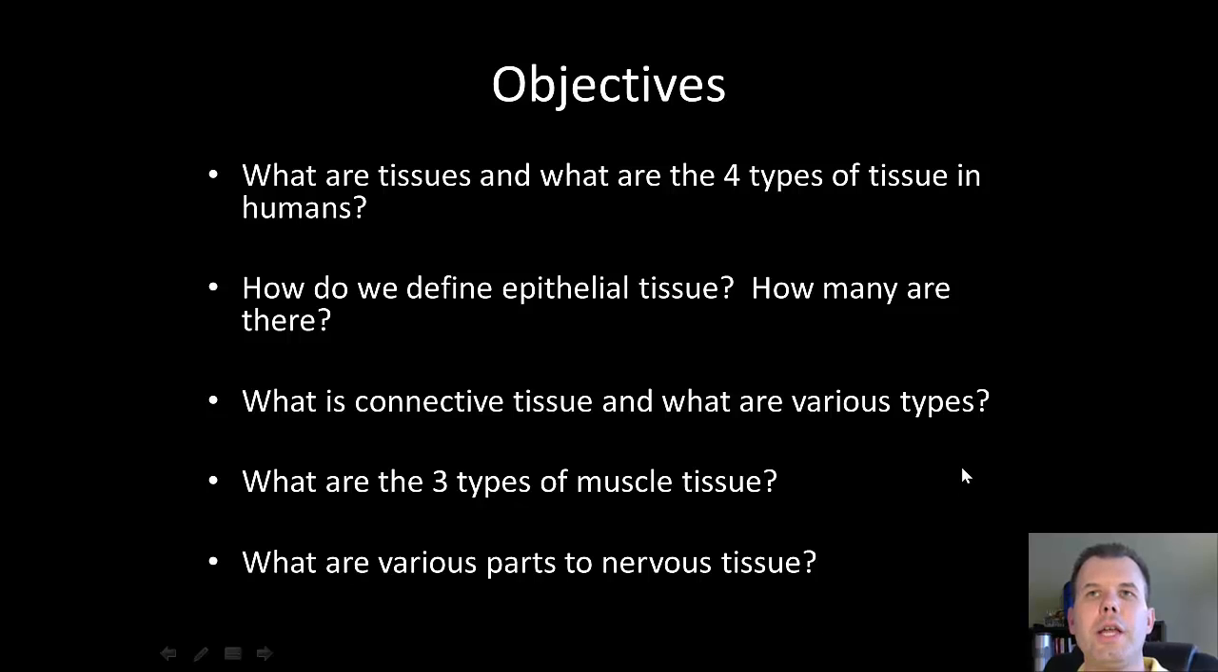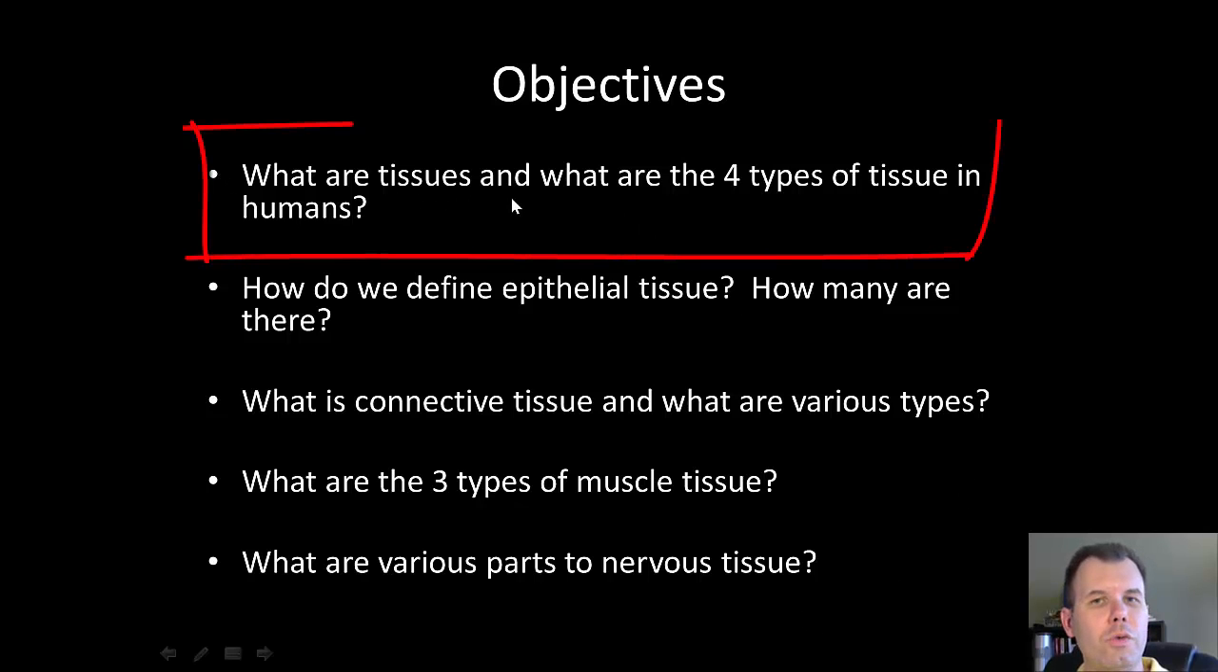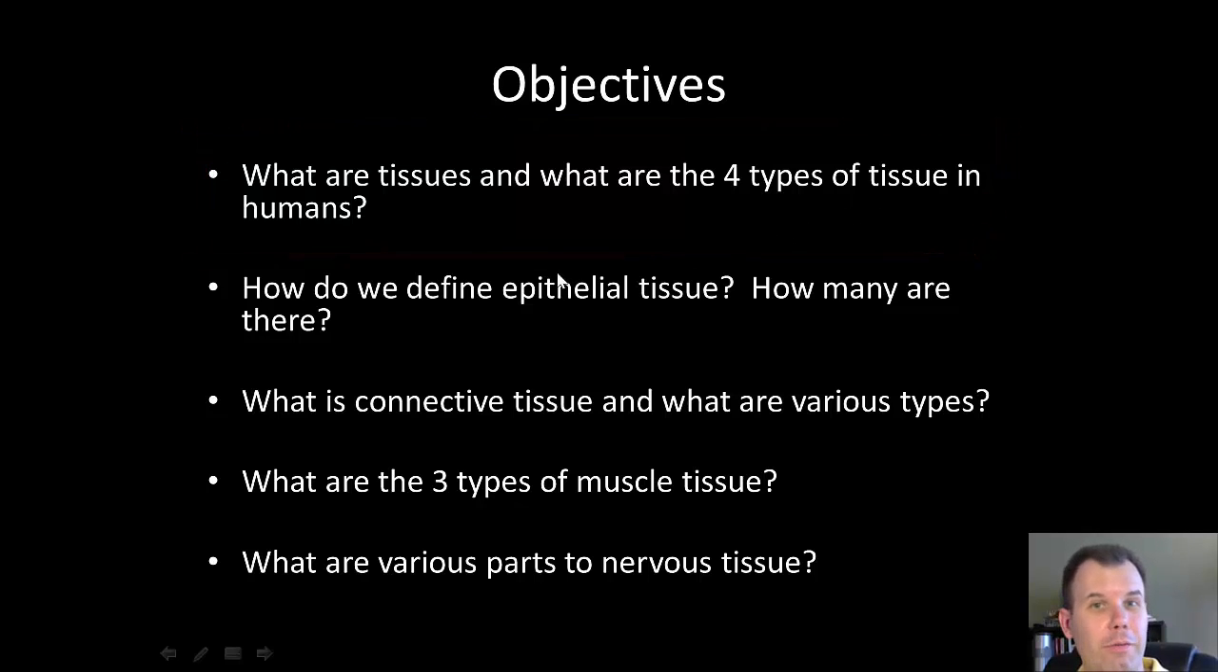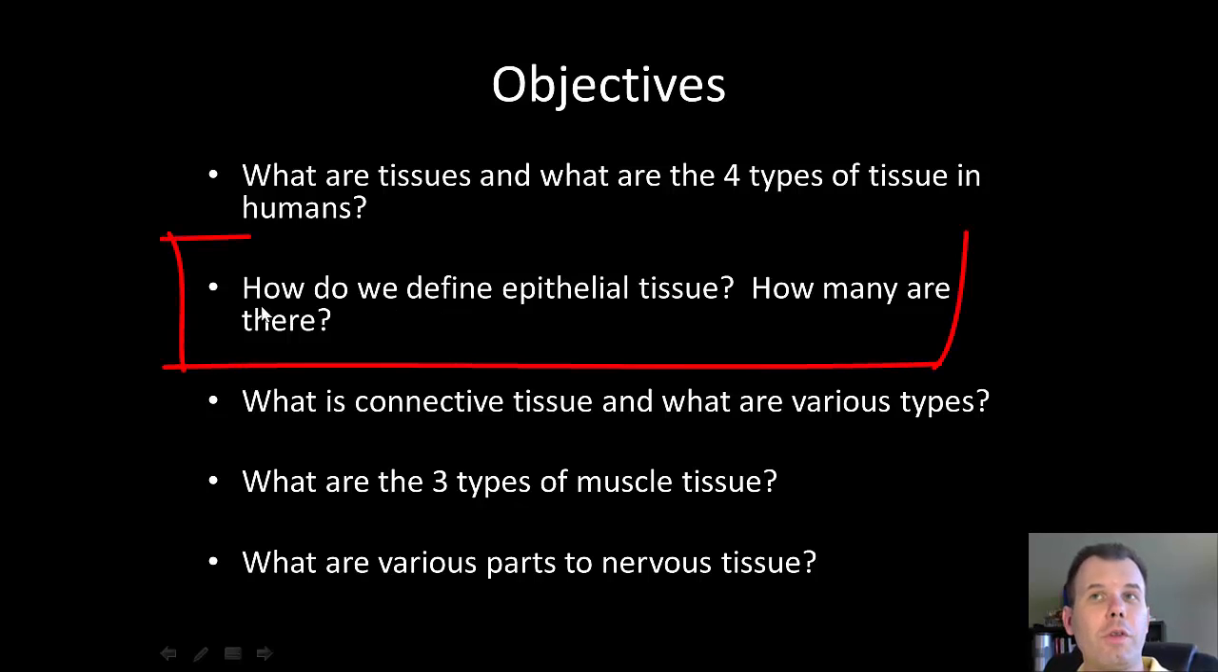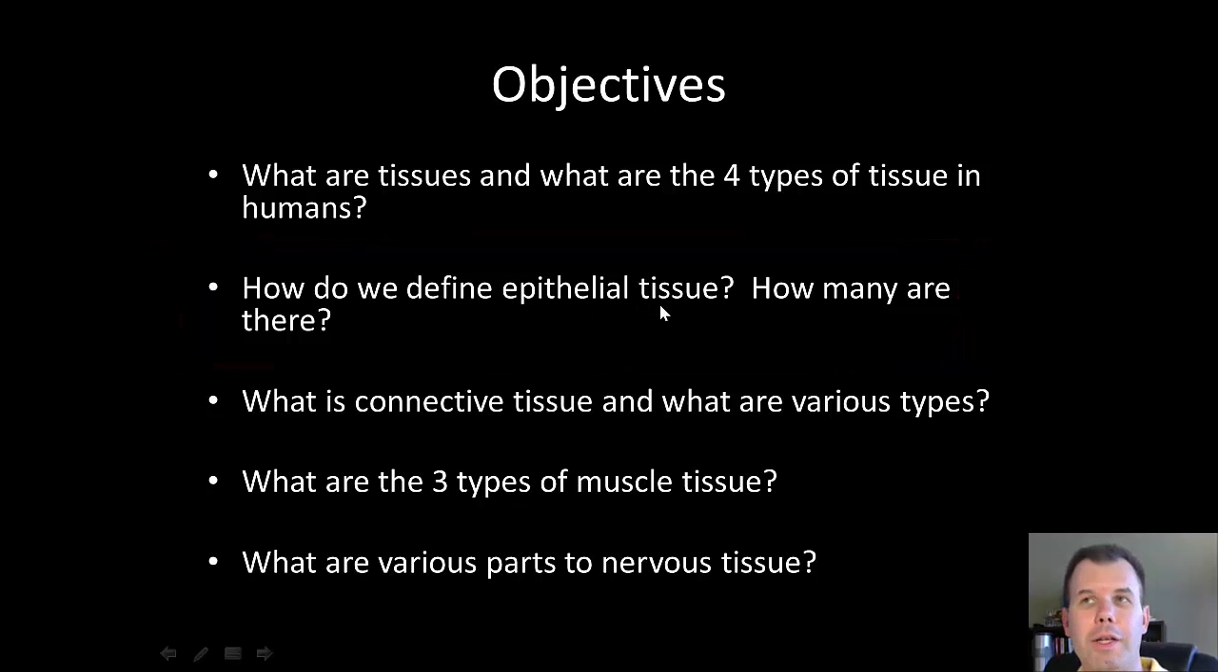So what are we going to do today? Well, first we're going to look at what tissues are and what the 4 types of tissues are that we find in humans. Obviously in my objectives I'm going to give away the 4 types, but we're going to see each one of them. Specifically, we're going to define what epithelial tissue is and figure out what that tissue does and where you see it, and how many types there are. There's quite a few, and how do we define these things? We'll typically define them by the shape and how many layers you see, and that's what we're going to see there.